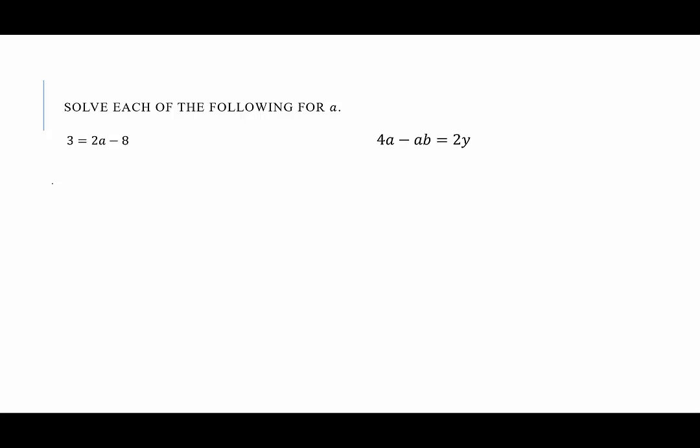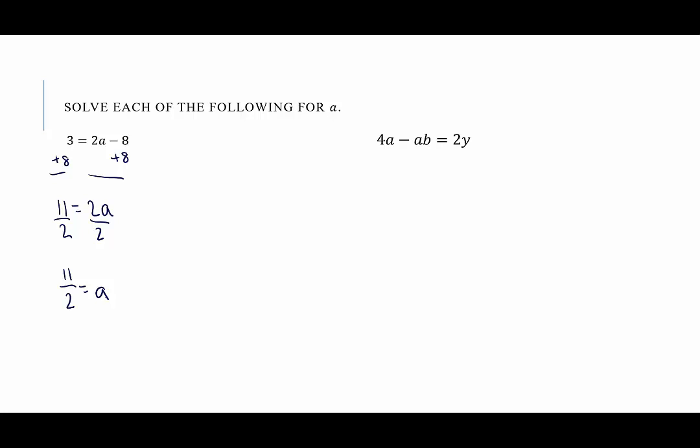When we solve linear or literal equations, we usually will do the order of operations in reverse. So the first thing I want to inverse is that minus 8, and I want to add 8 to both sides. The addition property of equality says I'm allowed to do that. 3 plus 8 is 11, and now I have 11 equals 2 times a. Now to get a by itself, I divide both sides by 2, and I end up with 11 over 2 equals a.